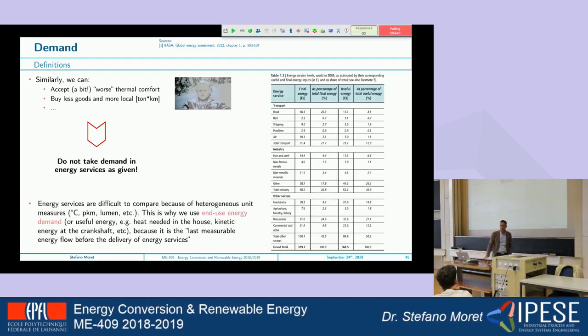And here I just show you that since all these units that I was mentioning, so kilograms per kilometer, passenger per kilometers, thermal comfort, are difficult to compare, very often when we compare energy services, we compare them in terms of useful energy because it is the only thing we can measure in joule. So usually what you do when you compare energy service, you go down the conversion chain, you get to the last step that you can measure, and you measure services at that point. And that is what is called end-use energy demand or useful energy.